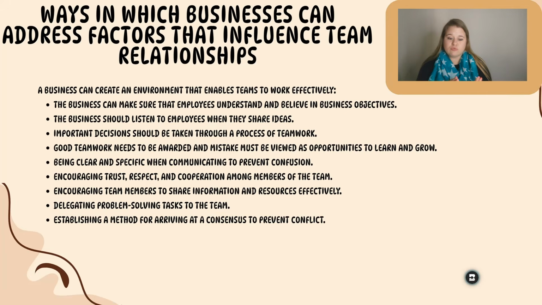So what are the ways in which we can address the factors that influence a team relationship? So the business can make sure that employees understand and believe in the business objectives. The business should listen to employees when they share their ideas. Important decisions should be taken through a process of teamwork. Good teamwork needs to be rewarded, and a mistake must be viewed as an opportunity to learn and grow. Being clear and specific when communicating to prevent confusion. Encouraging trust, respect, and cooperation amongst members of the team. Encouraging team members to share information and resources effectively.